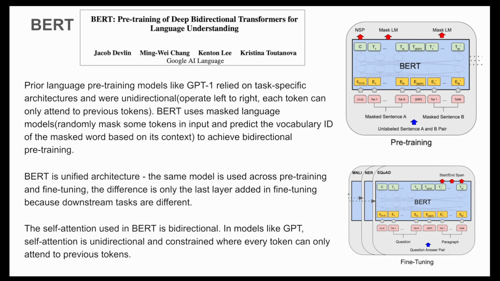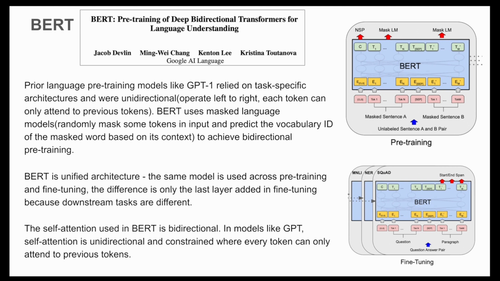Also, self-attention used in BERT is bidirectional. In models like GPT, self-attention is unidirectional and constrained, where every token can only attend to previous tokens. In particular, models like GPT use the decoder part of the transformer, and as you saw, in the decoder the attention is masked, which means you can only attend to previous tokens, and that makes the whole model unidirectional.